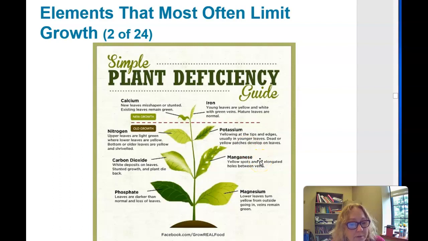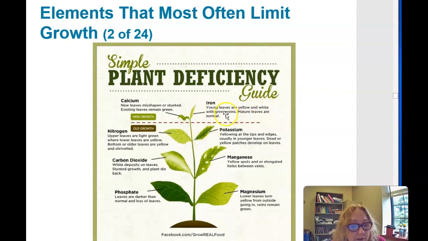Okay, again, some plant deficiency guides, there's a bunch of them out there. But you can say lower leaves turn yellow from the outside, veins remain green, that's probably magnesium, versus potassium, yellowing at the tips and edges in younger leaves. Dead patches.